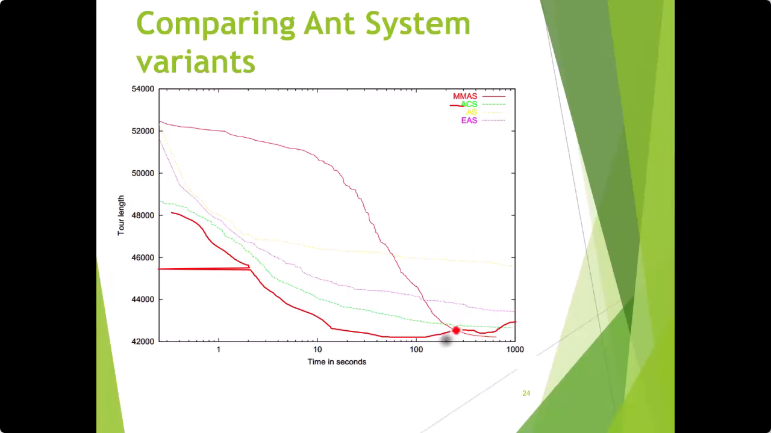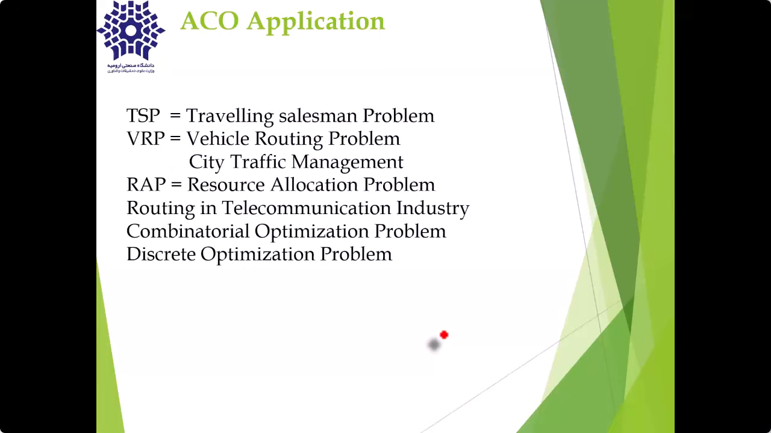But as you see, finally the max-min ant colony optimization brings a better result than ant colony optimization. But in most cases, as you see from the beginning to this point, ant colony optimization is better than other algorithms. So it could be used for solving many different problems.